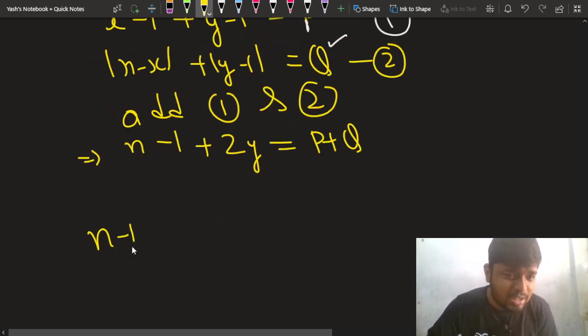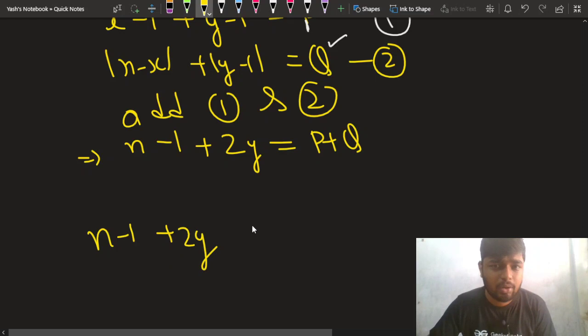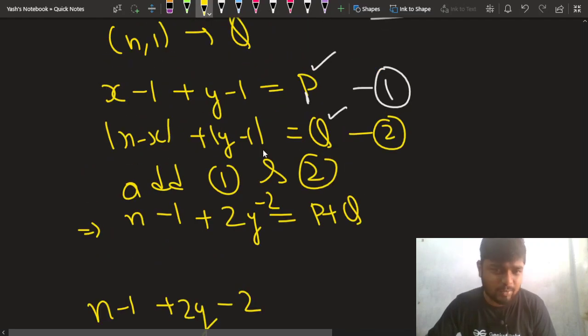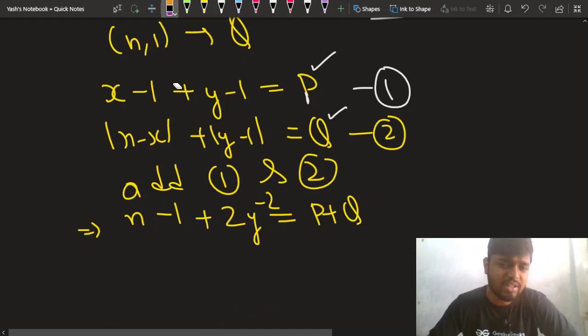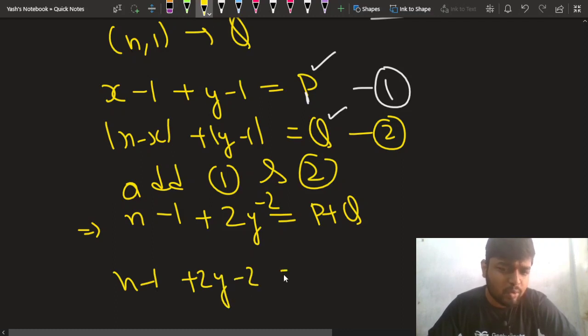Let me write it once again. n minus 1 plus 2y minus 2. You can just solve these equations, and once you solve them, you'll be getting this equation, that is n minus 1 plus 2y minus 2 is equal to p plus q.